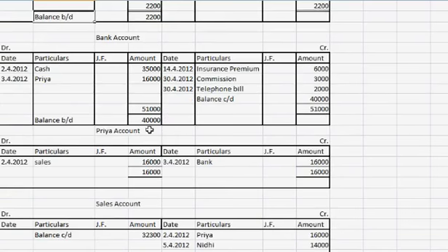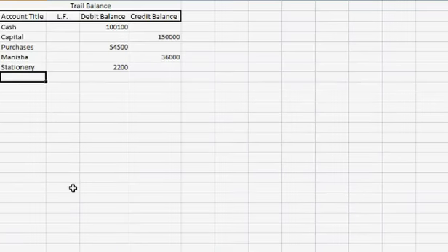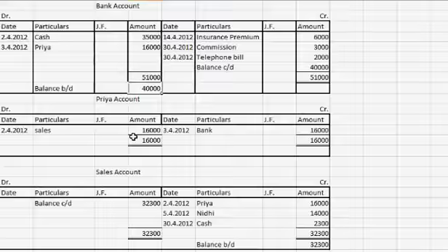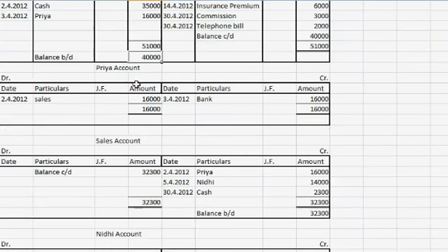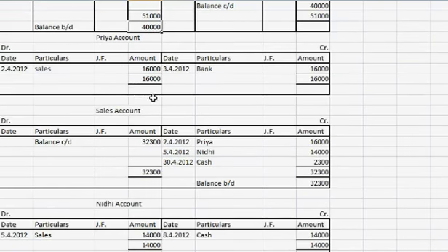Next account is bank account. The balance brought down is on the debit side. The amount is 40,000. So we mention bank account on the debit side, 40,000. Now the next account is Priya account, which has already been balanced, so there is no debit or credit balance, so there wouldn't be any entry for the Priya account.